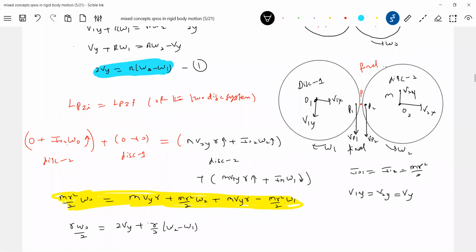So let's do one thing. Given equations 1 and 2, what is the value of omega 2 minus omega 1? The value is 2Vy by R. That you substitute here. Solve it. You'll get Vy in terms of V naught.